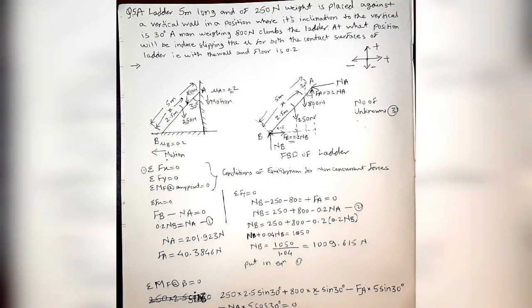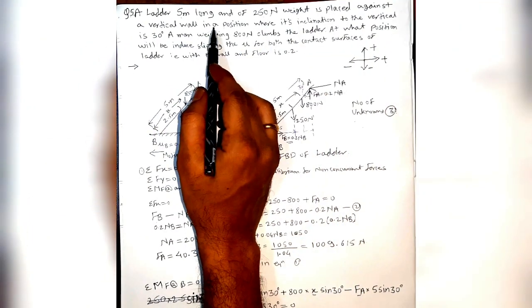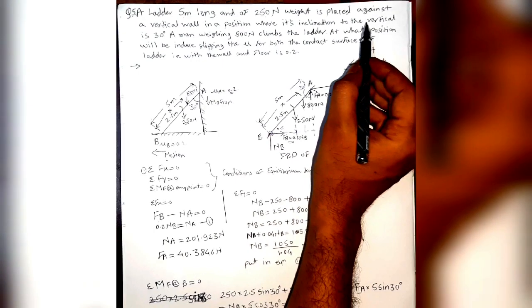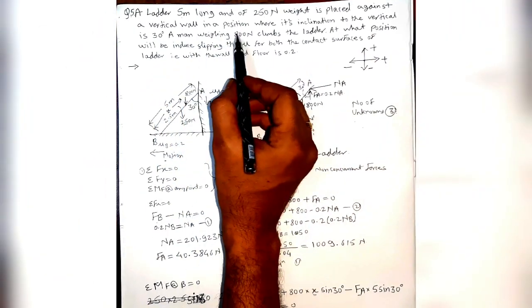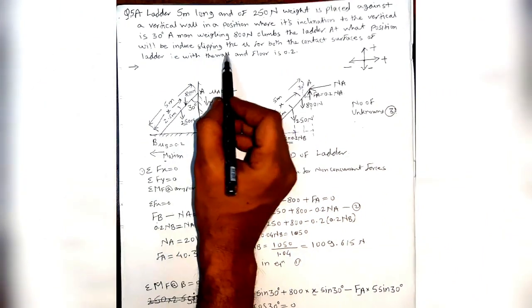Okay, so we will solve this numerical. A ladder 5 meter long and 250 Newton weight is placed against a vertical wall in a position where its inclination to the vertical is 30 degree. A man weighing 800 Newton climbs the ladder. At what position will slipping be induced?